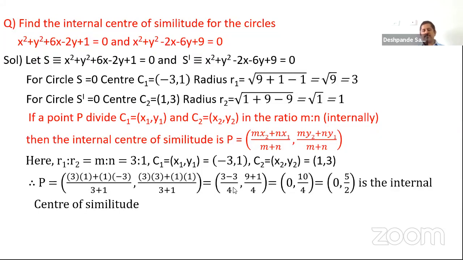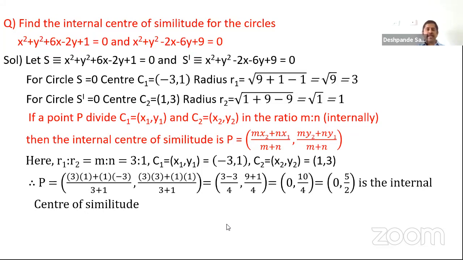So you got (3 minus 3) by 4, (9 plus 1) by 4. So 3 minus 3 is 0, 0 by 4 is 0. 9 plus 1 is 10, 10 by 4. So the point you get is (0, 10 by 4), which you can say as 5 by 2. So this is the point called the internal center of similitude. So when you got the internal center of similitude, you take the ratio of radii R1 is to R2, which you can call M is to N if you wish. If you are directly taking R1 and R2, no problem, you can just use it.